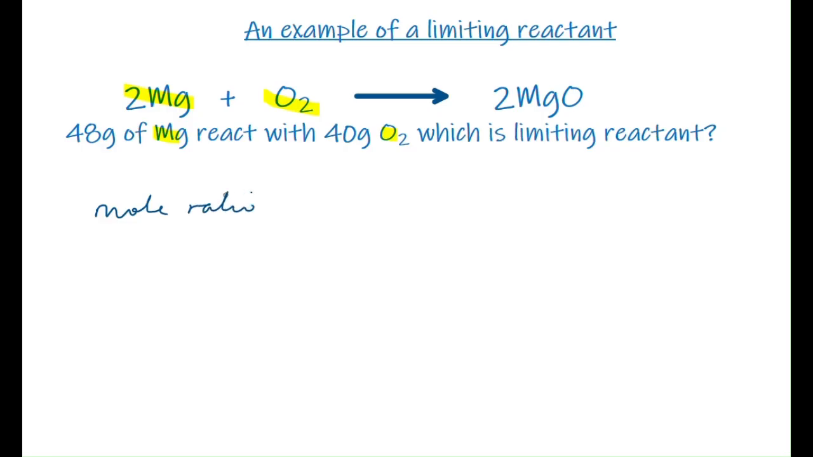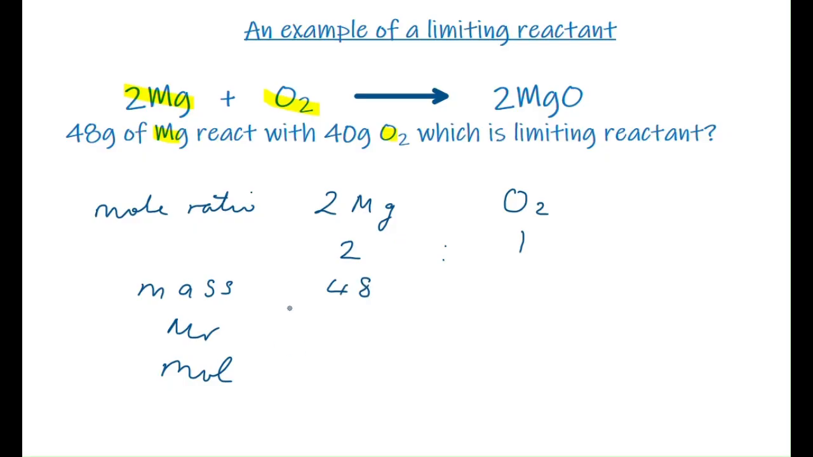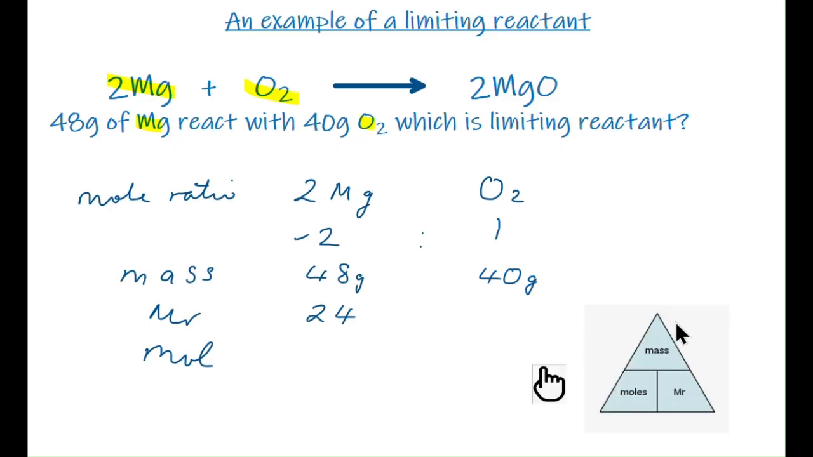First thing to do, write down the mole ratio, which is 2 magnesiums to 1 oxygen. Then down the left-hand side, we put mass, Mr, moles. And then we can fill in the data from the question. 48 grams of magnesium are used in the reaction. Mr, or Ar in this case of magnesium, is 24. So to get the moles, we use our Mr, Moles with a mass on his head triangle, and we do 48 divided by 24, which gives us 2 moles.